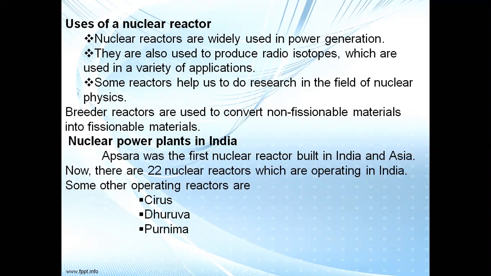Okay. So in India, there are 22 nuclear reactors operating. Cirus, Dhruva, Purnima. These are some other operating reactors. Okay. So in August 1948, the Indian Atomic Energy Commission was established in the Department of Scientific Research at Bombay in Maharashtra. So this is the agency for all the research done in the field of atomic energy.